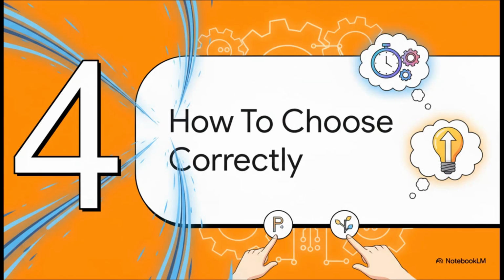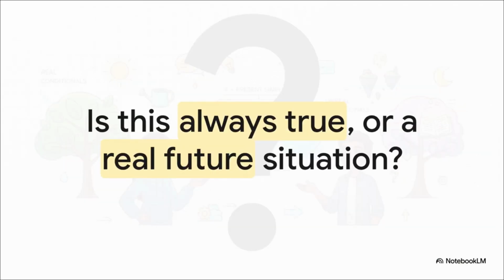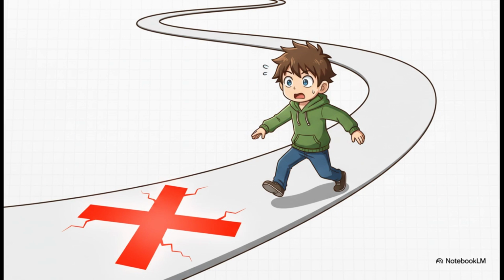Okay, so we've got our two tools, zero and first. But the real question is, how do you pick the right one in the middle of a conversation without freezing up? It all comes down to this one simple question. Just ask yourself, is this thing I'm talking about always true, or is it a possible situation in the future? If the answer is always true, a rule or a fact, boom, you use the zero conditional. If it's a real future situation, a possibility, you use the first conditional. It's really that simple.